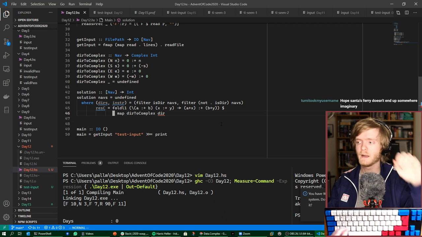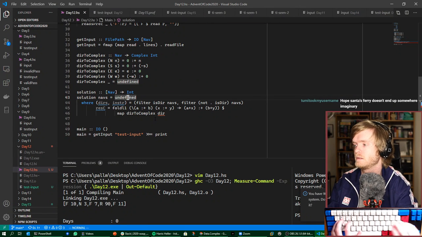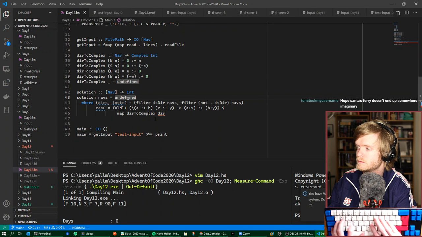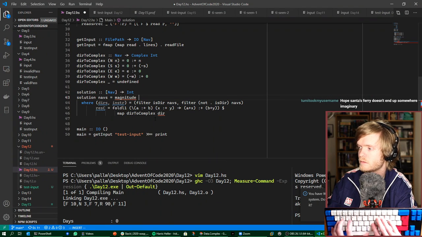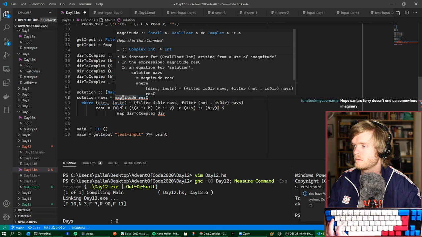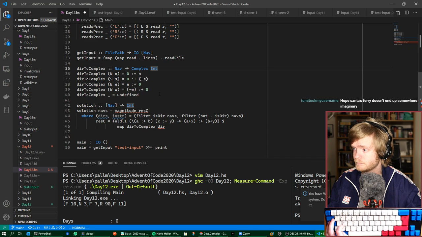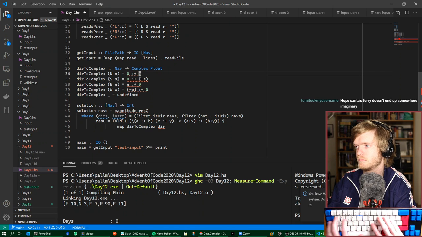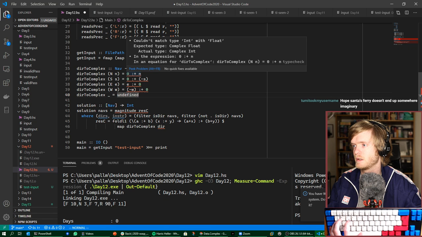Now we have the final coordinate. And let's see here. Let's see. Magnitude. Magnitude of res C. And that is real float int. Oof. Float. Oh my god.